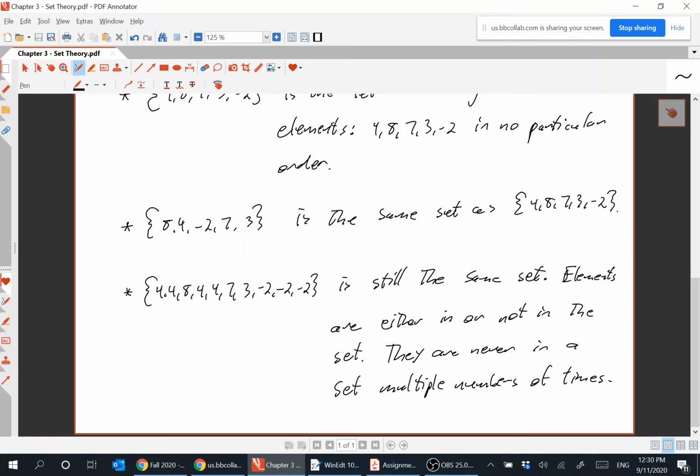Now, it may seem kind of weird to say that, well, why would you describe the same element twice? And you'll see that, in fancier ways of describing sets, not in this way of just listing out the elements like that, multiple descriptions of the same element can happen. So again, this is the set containing elements 4, 8, 7, 3, and negative 2. It's just the same set as before. It's got 5 elements in it.